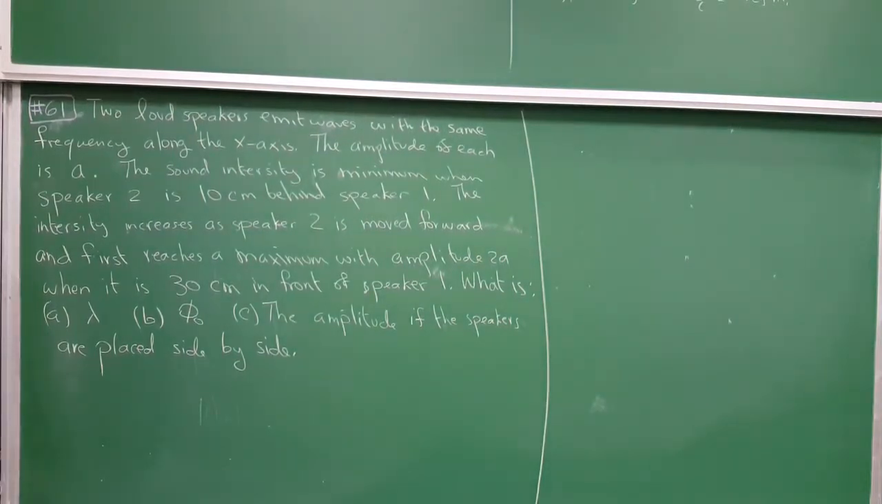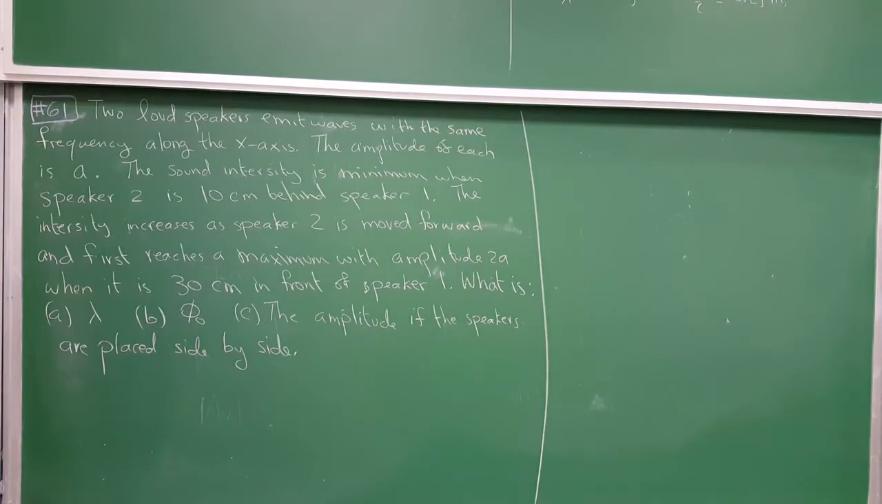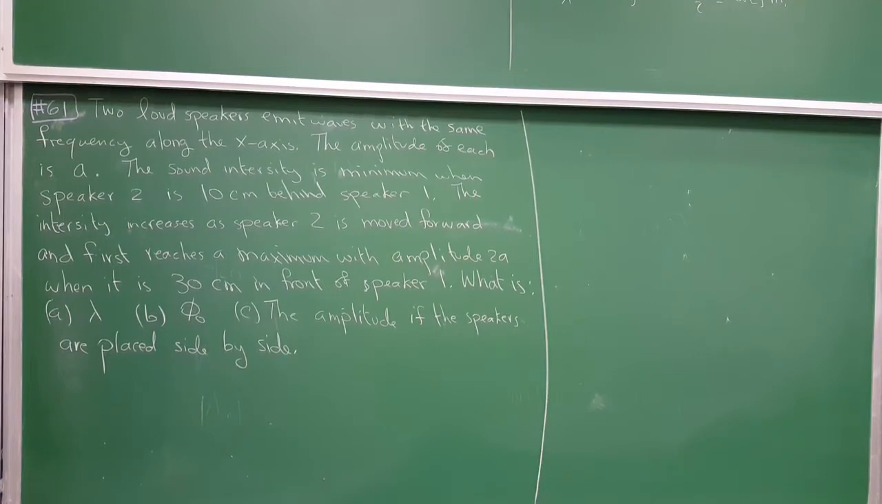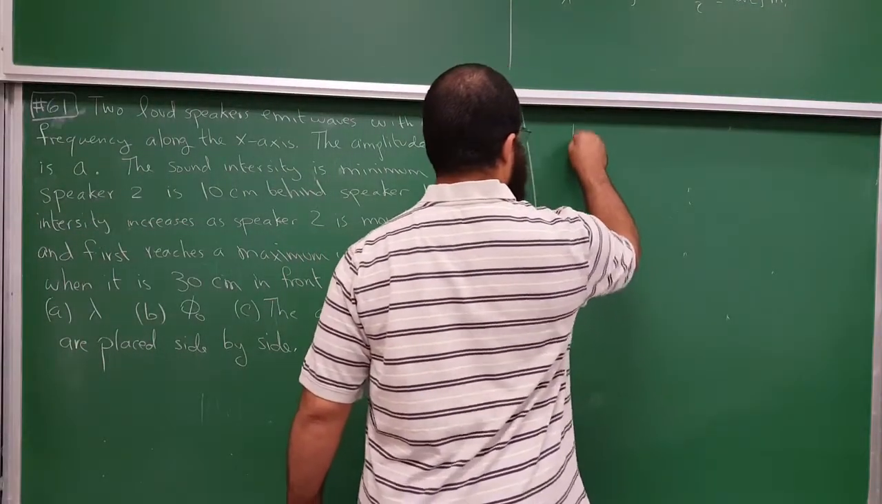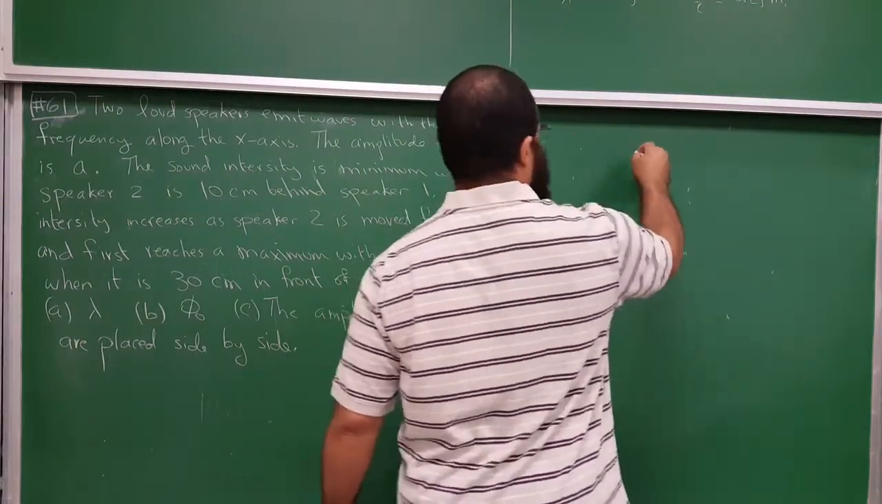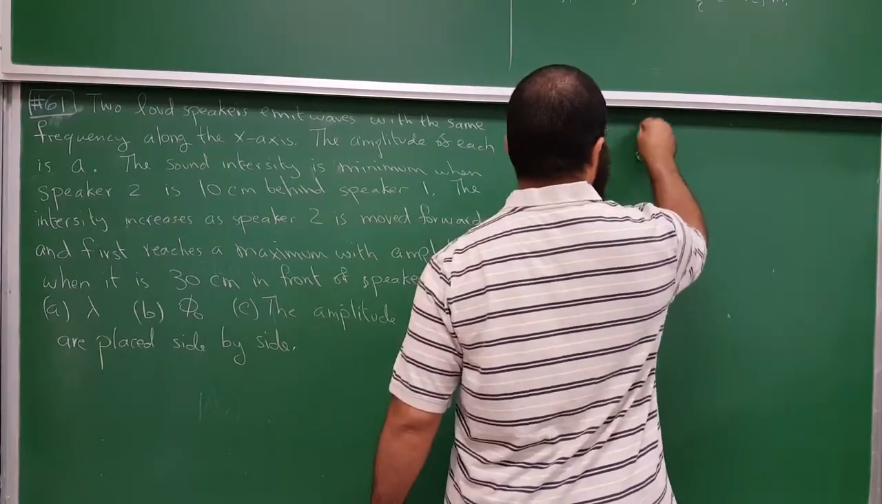So two loudspeakers emit waves with the same frequency along the x-axis. The amplitude of each is A. The sound is minimum when speaker 2 is 10 centimeters behind speaker 1. Let's see. So let's draw the x-axis. I'm going to put speaker 1 at the origin.